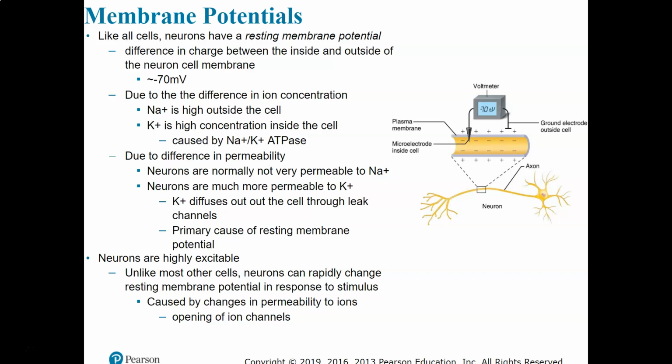Neurons are excitable, which means that they can rapidly change their membrane potential in response to a stimulus. And this is going to be done by changing their permeability to ions to allow those ions to flow. And this is going to be done by opening up ion channels.